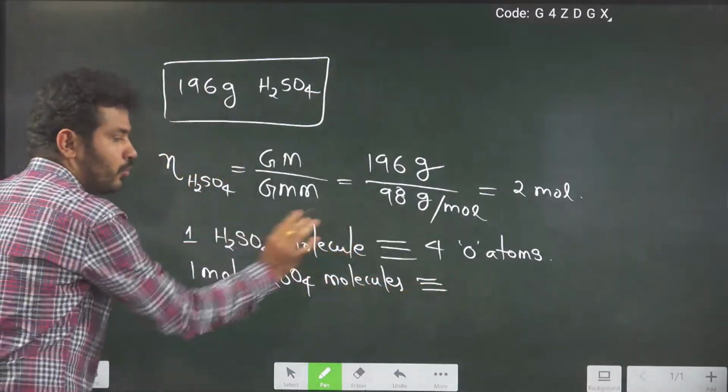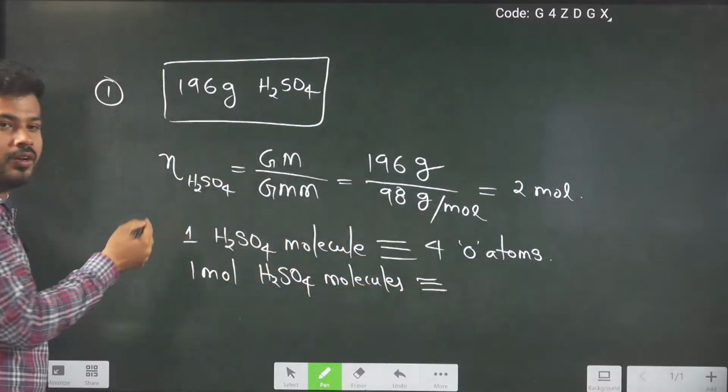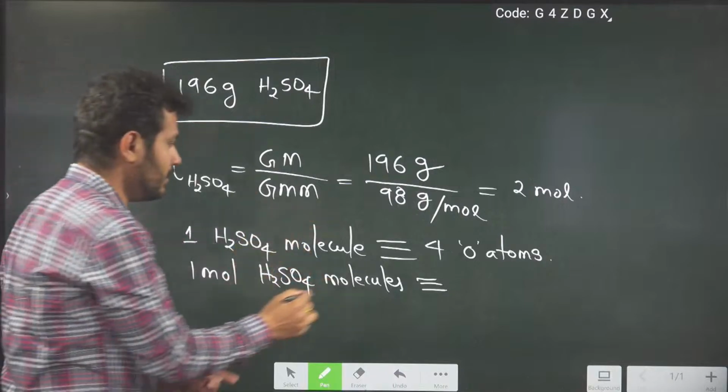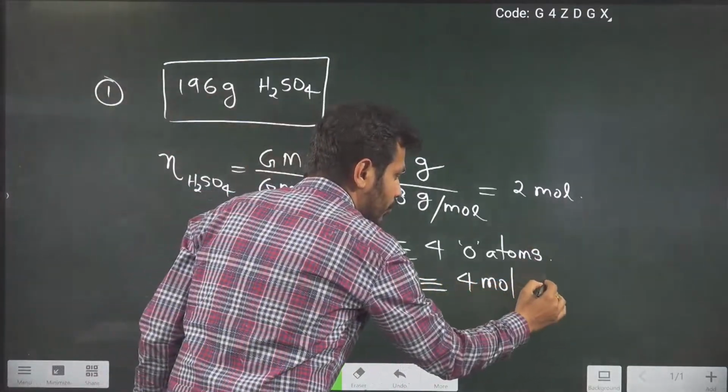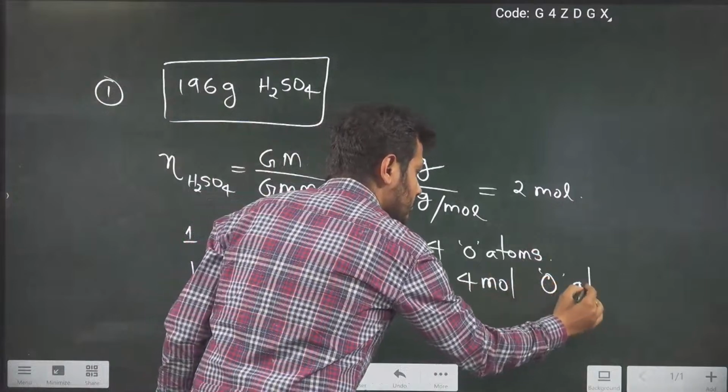1 molecule has 4 atoms, so 1 mole will contain 4 moles. Yes, it is 4 moles. Very good, very good. I can see the response in the chart section. 4 moles of oxygen atoms.